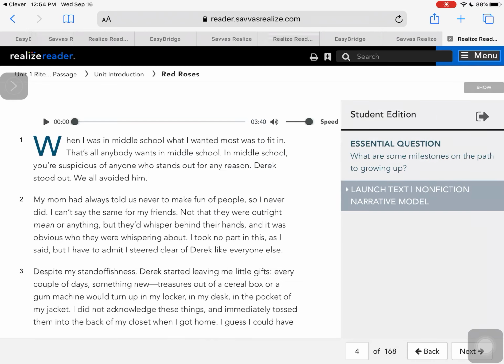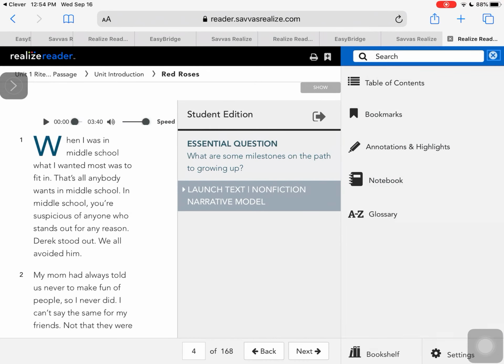So I'm going to close that. What I did is I went over here to Menu. See where my little arrow is? I went to Menu, and I clicked it. And I'm going to go to Annotations and Highlights.